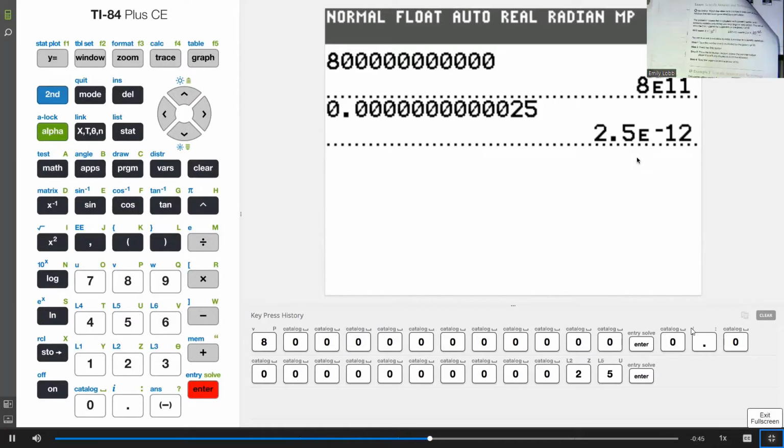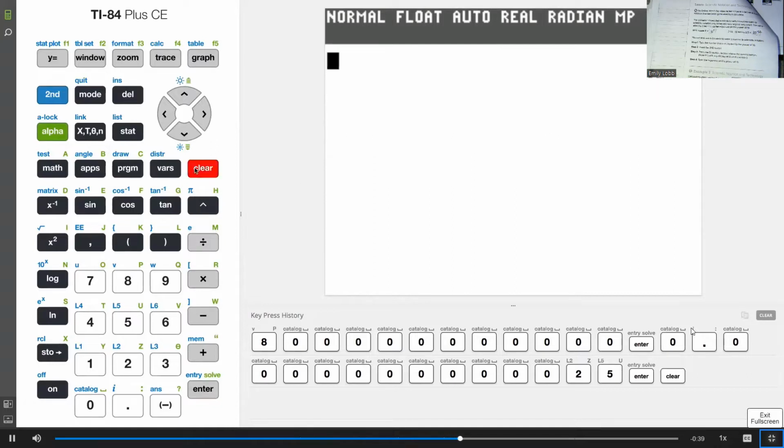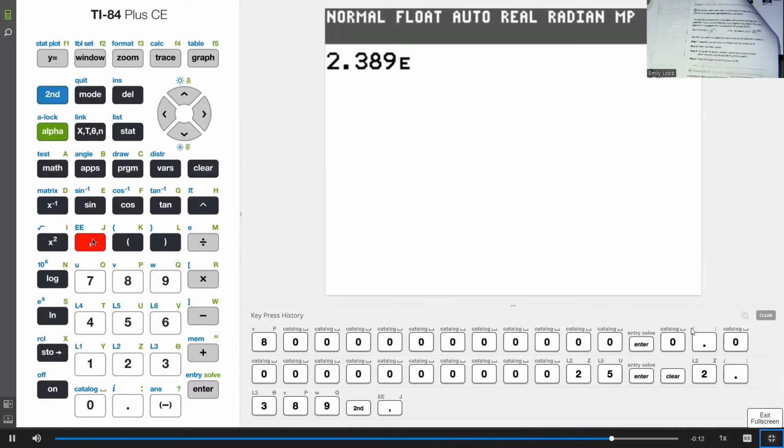You can also use your calculator to enter a number in scientific notation. Start by clearing your calculator. Type 2.389 times 10 to the 16th, like this. 2.389. Then press the second button. Next, press the EE button, which is written as EE above the comma button. Notice that it says EE on the calculator itself, but you will only see an E on the screen. Then type the exponent 16.